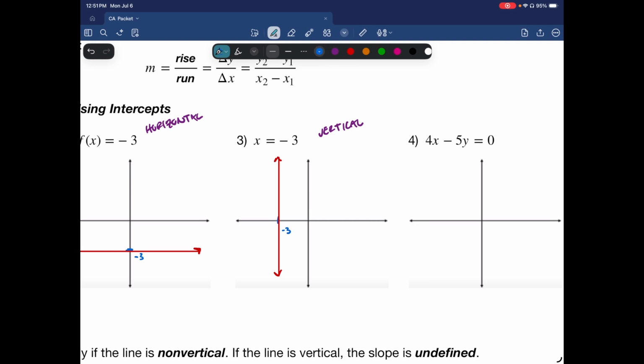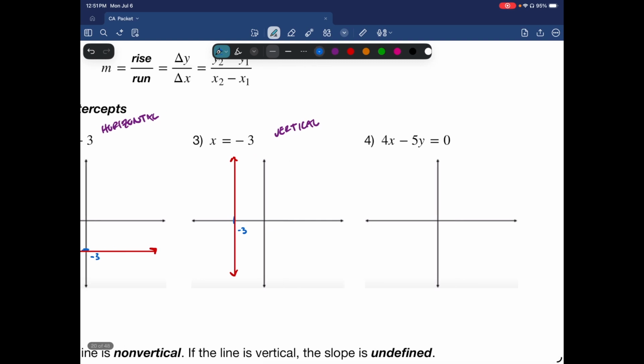All right, number 4. This is a different way of writing it. Everything's on the same side. So the first thing you can do is solve everything for y. Okay, so that'd be negative 5y equals negative 4x. And then divide: y equals 4/5 x. Well, in this situation, my starting point is 0. All right, so my x and y-intercept are the same because everything is at 0, 0. In this situation, you would need to find a second point.